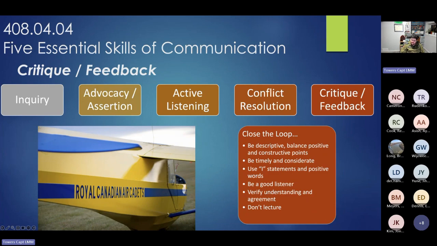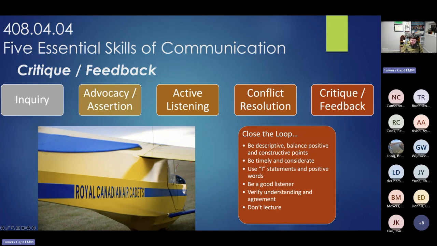You want to use I statements to take responsibility for what you're saying. It clarifies to the receiver that you are presenting the feedback as you see it. You want to verify understanding and agreement. You want to ask the receiver to paraphrase what you have just said and get their feedback. Use positive words, so will you versus you have to. Avoid never and always. Avoid following positive feedback with but, because that just kind of destroys the whole thing. You can use and instead to solve that.